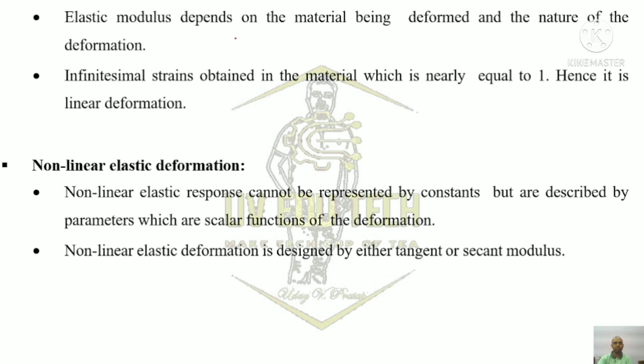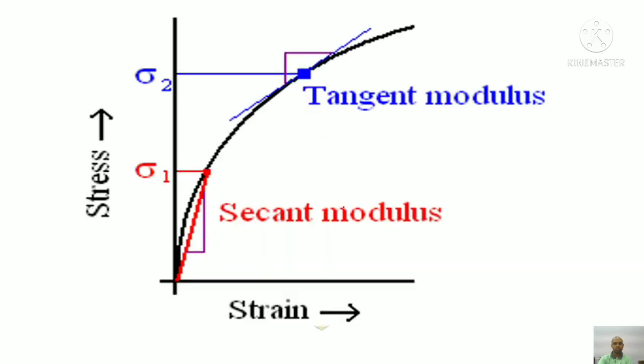Elastic modulus is based on the material and its deforming nature. It is called linear because its strain is approximately 1. Now, second is non-linear elastic deformation, which is described by a scalar function. Designing of these deformations is done by tangent and secant modulus. This graph shows the non-linear behavior of the material. In this, tangent modulus is the slope of the curve at some specified value, and secant modulus is the slope drawn from the origin to some point of the curve.